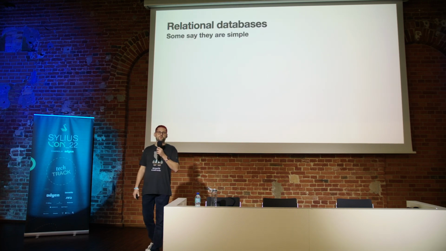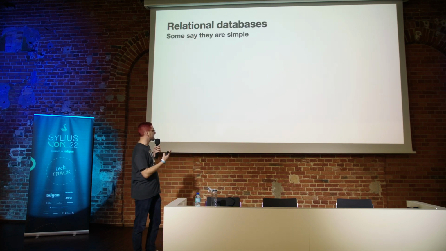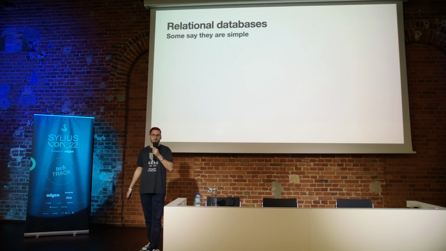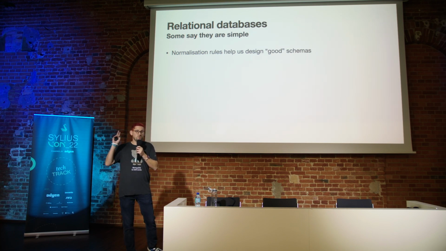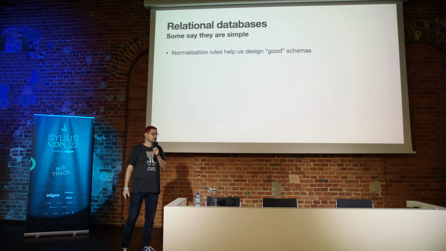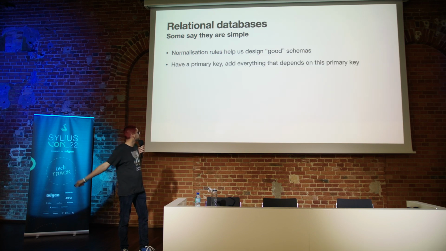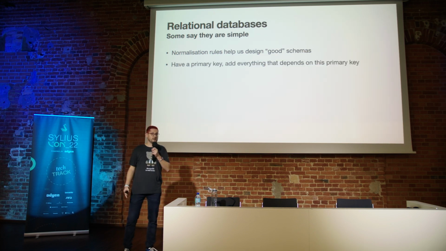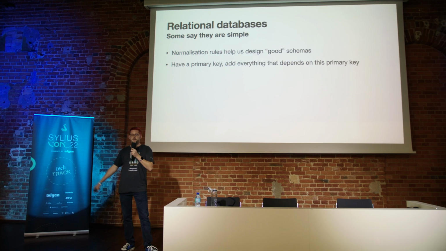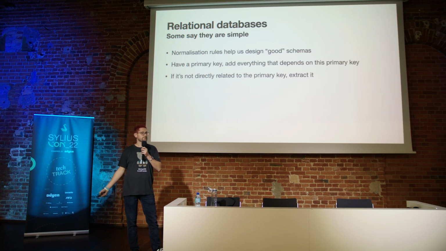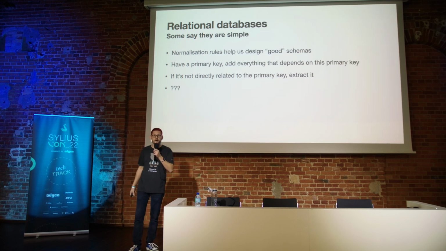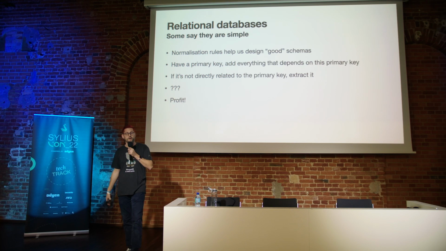And when we talk about schemas, we usually think of relational databases. And schemas there are usually very simple. We have a bunch of normalization rules. They help us design somewhat good schemas if we follow them. So it usually looks like this, if the clicker works. We have a primary key, and we add everything that depends on the primary key. If it doesn't depend on the primary key, we extract it to a separate table. We do this a bunch more times, and then money starts rolling in, obviously.